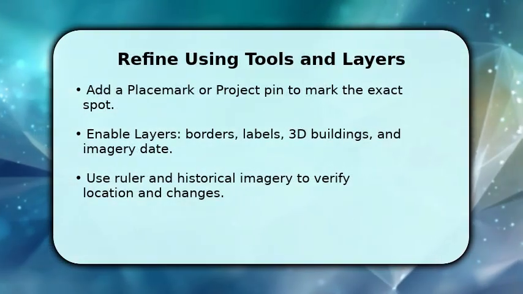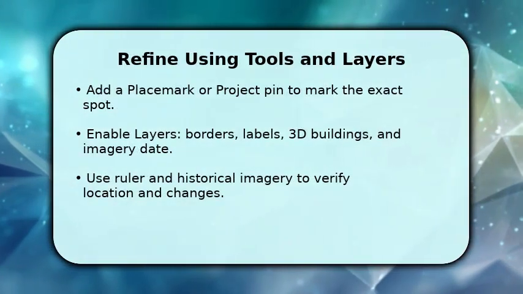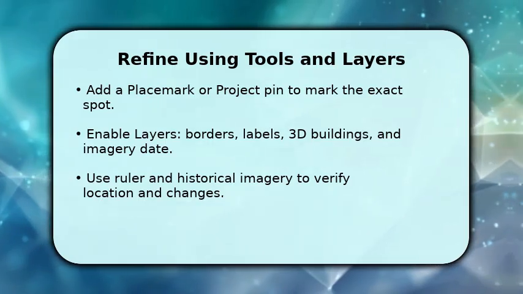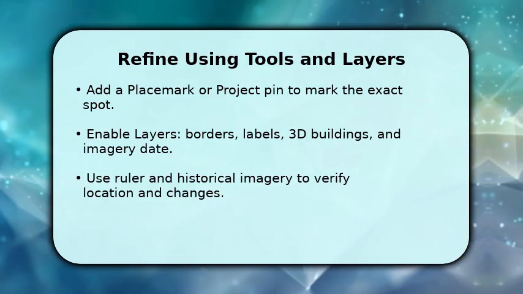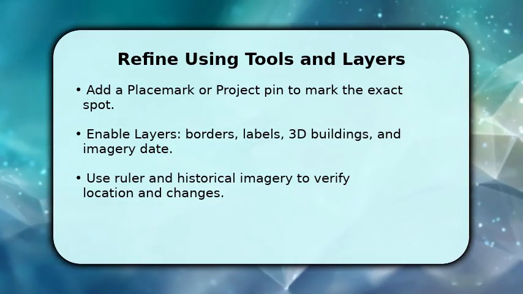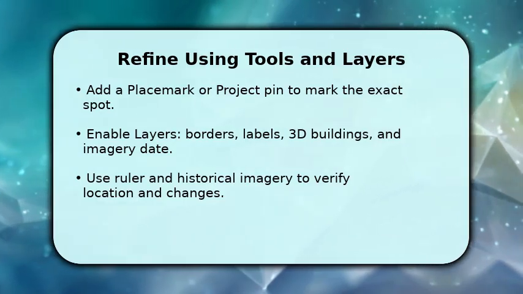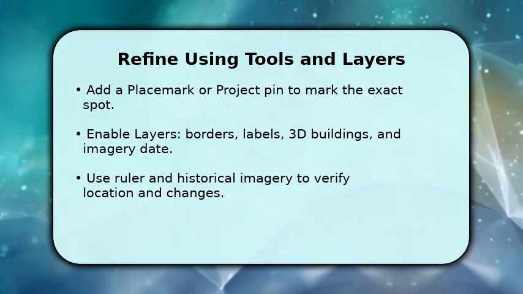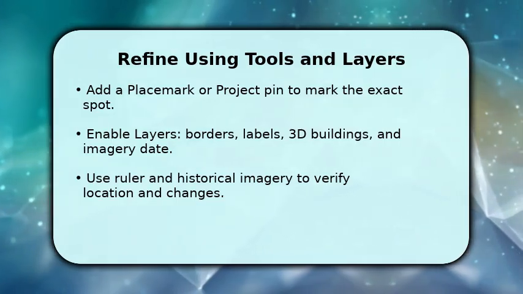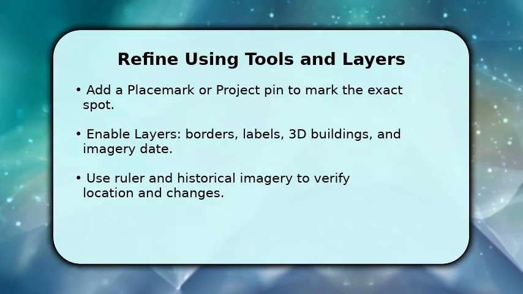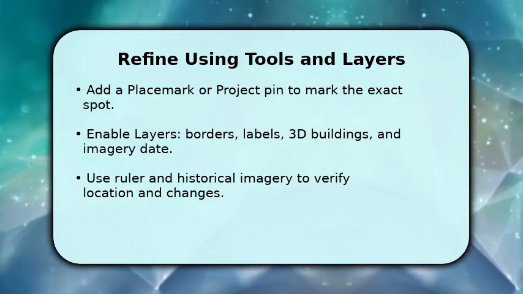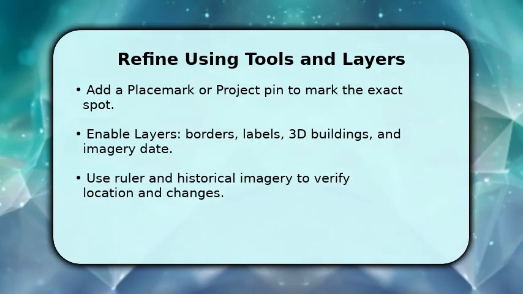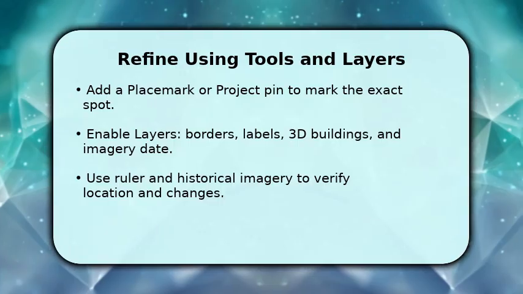Once you frame the location, create a place mark or add a project pin so you can return quickly. Name it clearly and choose an icon for visibility. Then enable useful layers, 3D buildings, borders, labels, and roads to understand context, and toggle imagery date to see which photos are newest. Use the ruler tool to measure distances and bearings when precision matters. You can paste lat/long into the place mark for exact coordinates. These steps make the place searchable and verifiable.